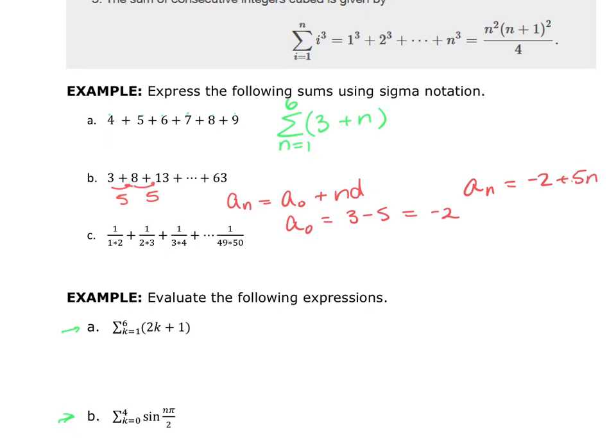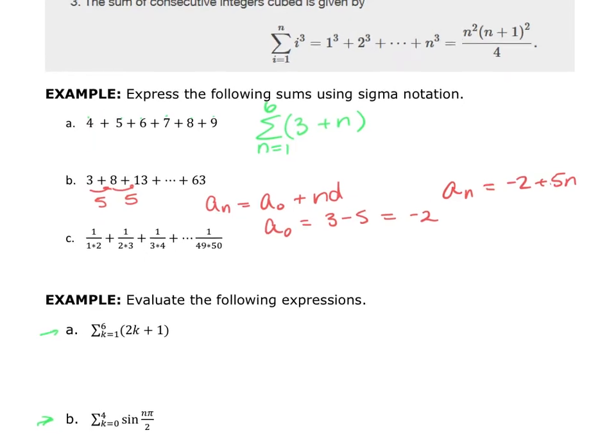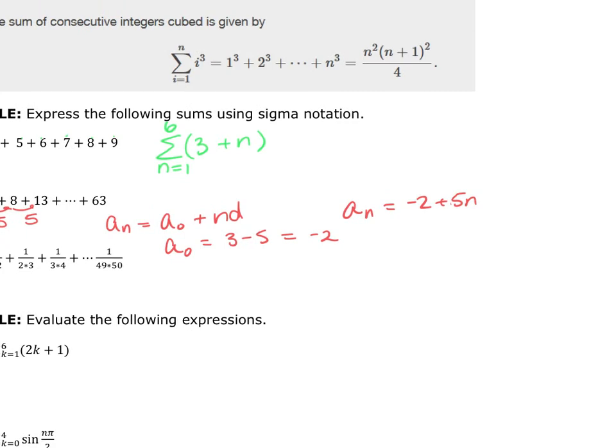So 5n. However, I don't know how many terms. I don't know where it stops, so I have to figure that out. The way I figure that out is I say negative 2 plus 5n is equal to 63. So 5n is equal to 65. N is equal to, I don't know, what is that? 5 goes into 6 one time, leaving me 15, so 13.